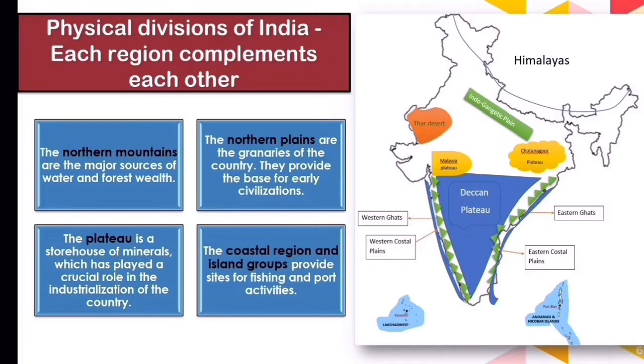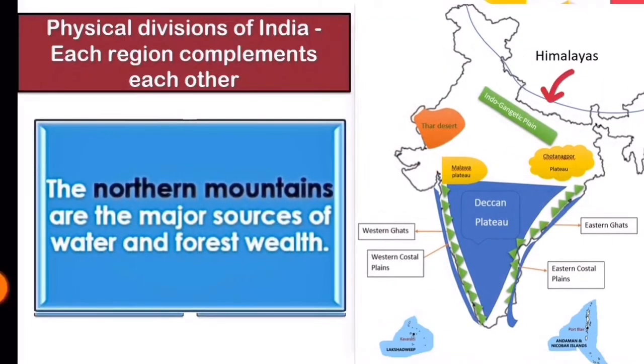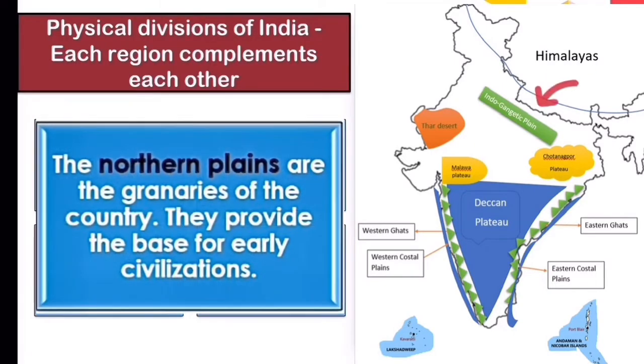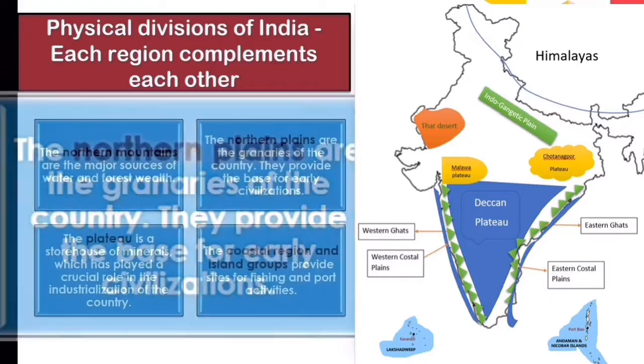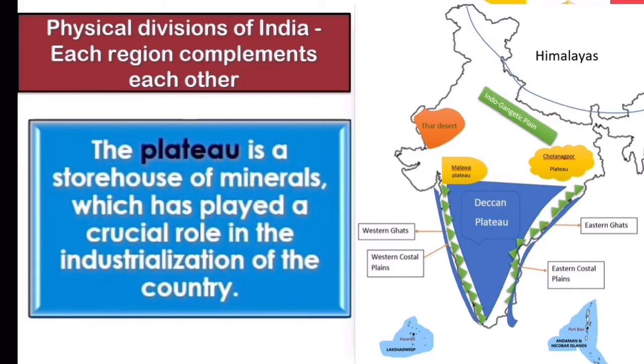Thus, we can say that the 6 physiographic divisions of India are complementary to each other. The northern mountains are a major source of water and forest wealth. The northern plains on the other part are the granaries of the country, as it is the most agriculturally developed part of the country. So, it has been the base for many early civilizations. On the other hand, the plateau is a rich storehouse of minerals, which has played a crucial role in the industrialization of the country.